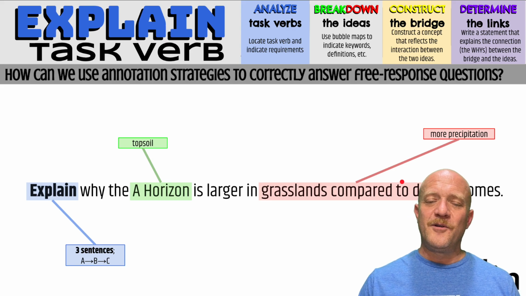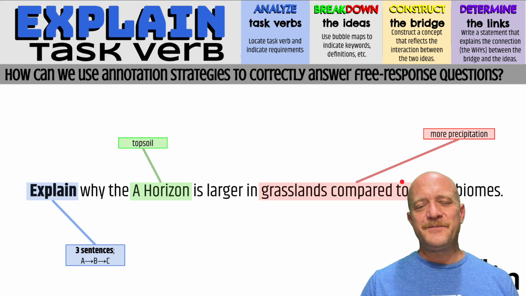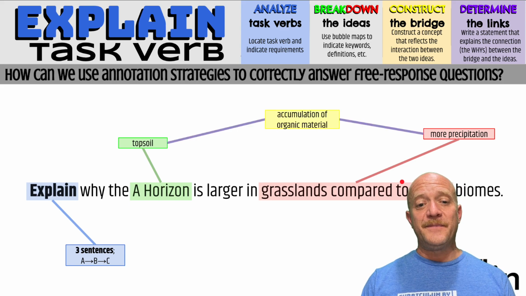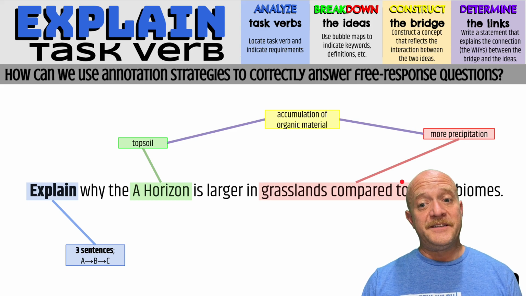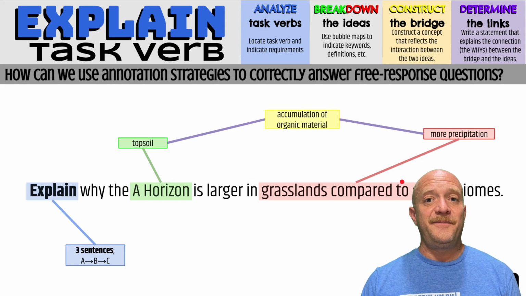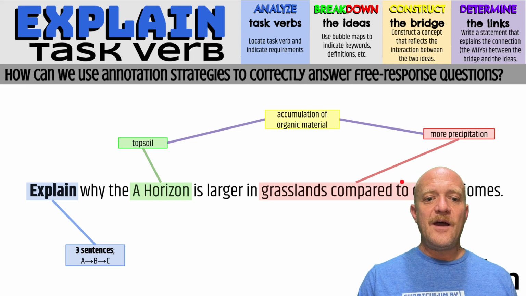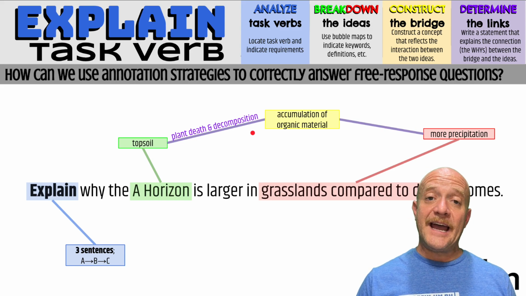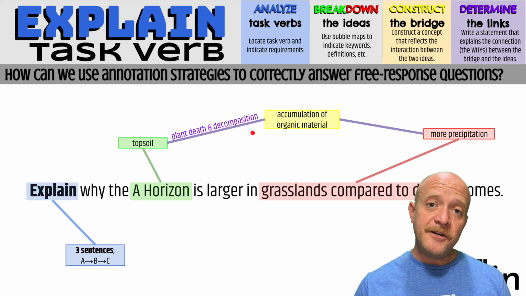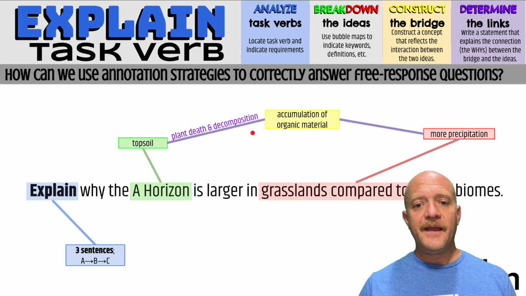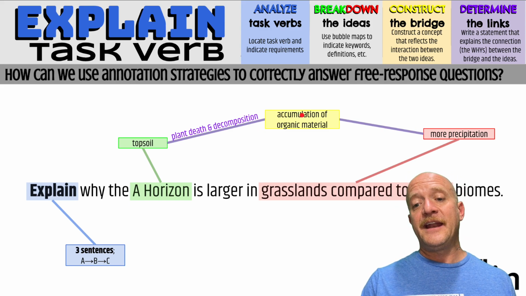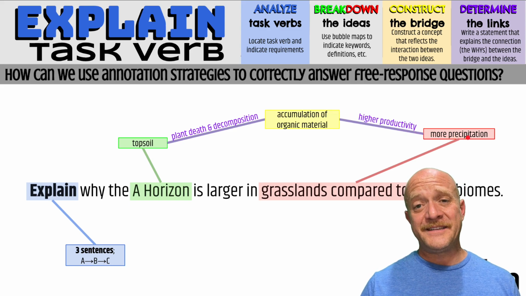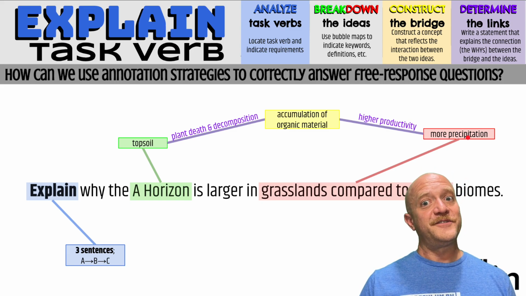Now, topsoil and more precipitation, what could be the bridge between them? We know that there's going to be an accumulation of organic material. So topsoil has organic material. With more precipitation, there's going to be more organic material. Now, why will there be more organic material in the topsoil? Because the plants are going to die and decompose. That's going to return the organic material back to the soil. Now this return or this accumulation of organic material, how is that related to more precipitation? Because there's higher productivity. When you have more rain, you have more photosynthesis.